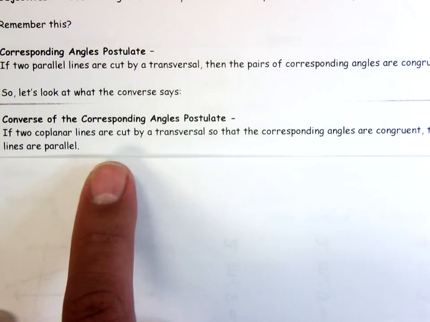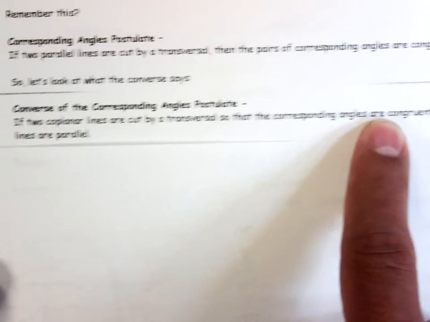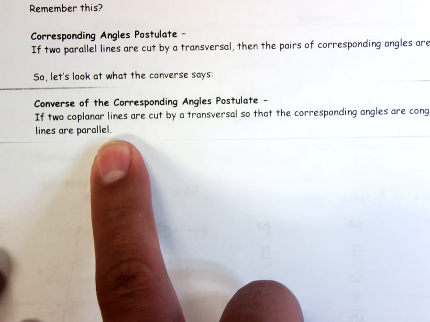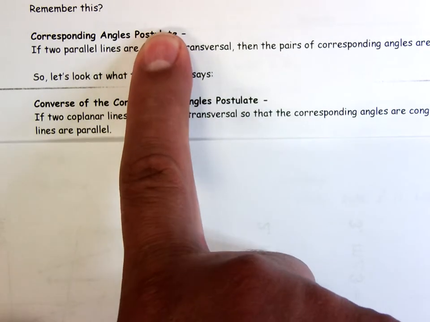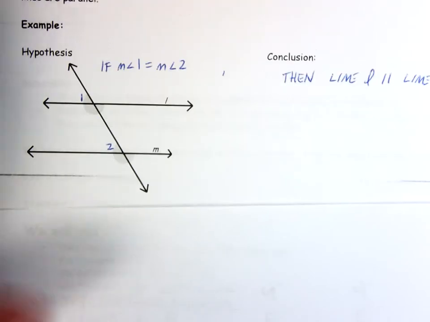So now if two coplanar lines are cut by a transversal and the corresponding angles are congruent, then the two lines are parallel. So we just took the corresponding angles postulate and we turned it around, because that's what the converse does. So example, so here's my picture.